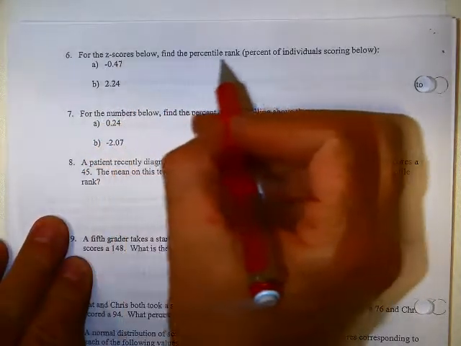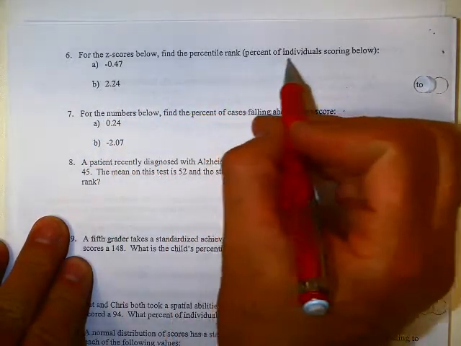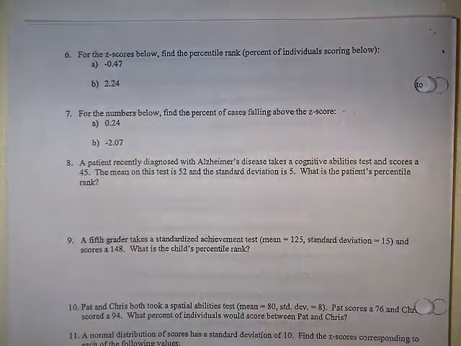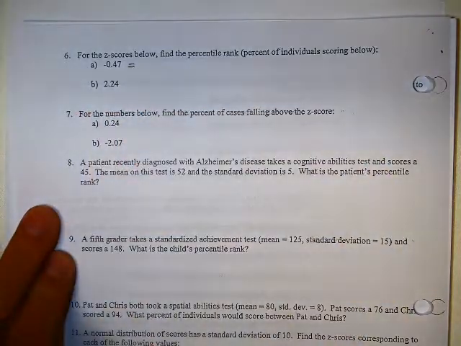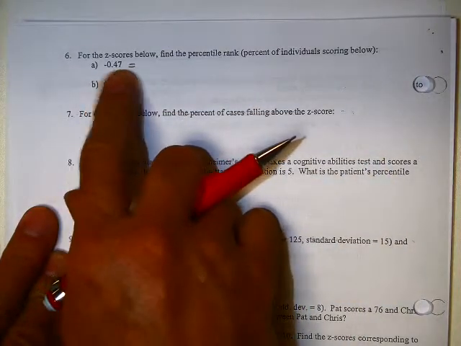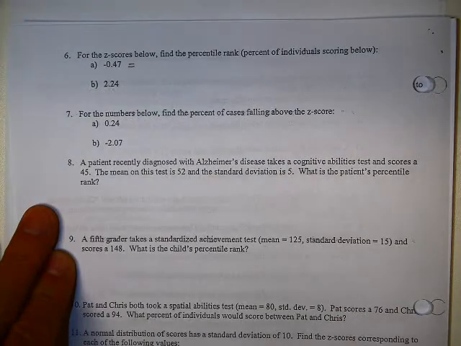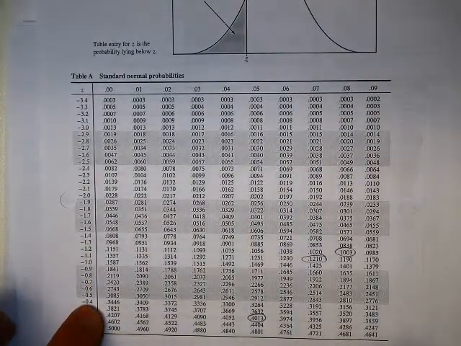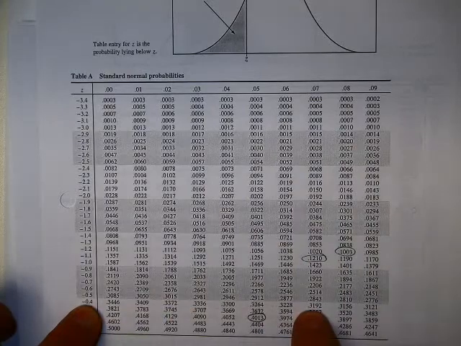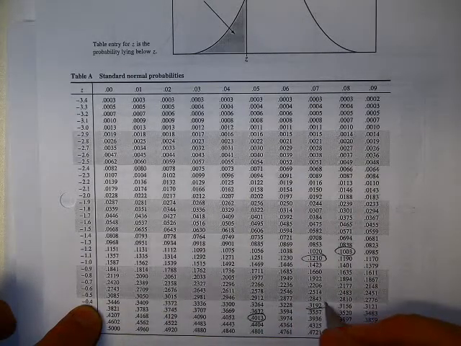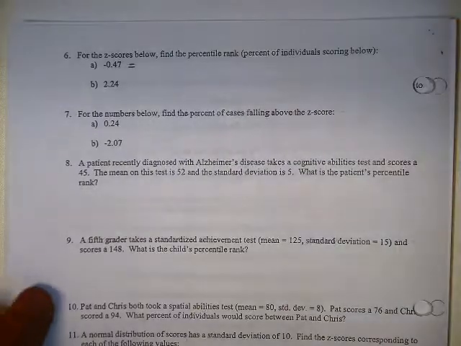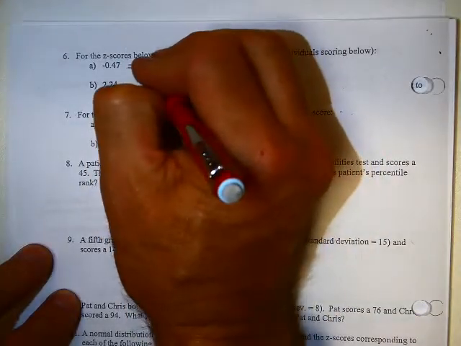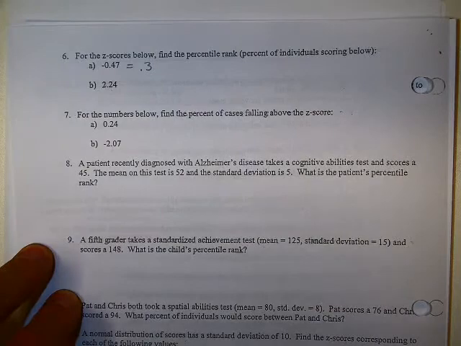For the z-scores below, find the percentile rank, the percent of individuals scoring below. This is literally just using table A and finding the percentile that we read straight off the table. So I'm going to look at negative 0.47: negative 0.4, over to 7, and I get 0.3192, and that is the answer we are looking for.